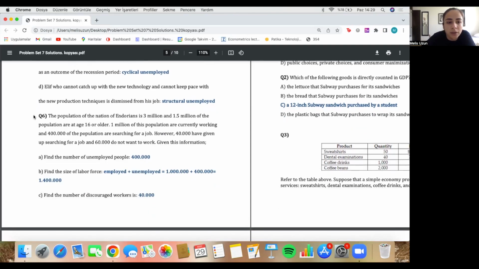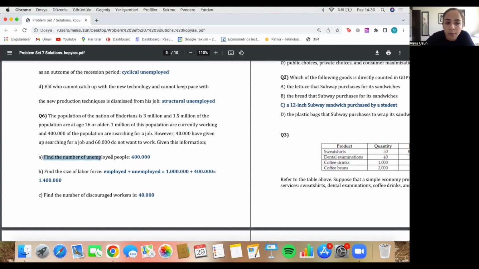So let's look at question 6. The population of the nation of Andorrans is 3 million, and 1.5 million of the population are 16 or older. 1 million of this population are currently working, and 400,000 of the population are searching for a job. However, 40,000 have given up searching for a job, and 60,000 do not want to work. Given this information, find out the answers to this question.